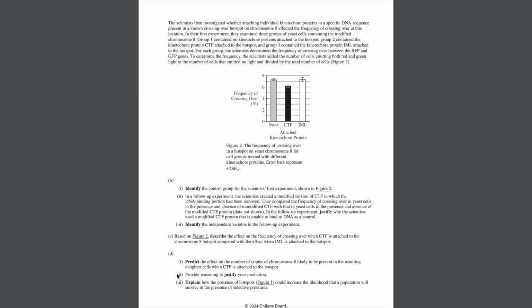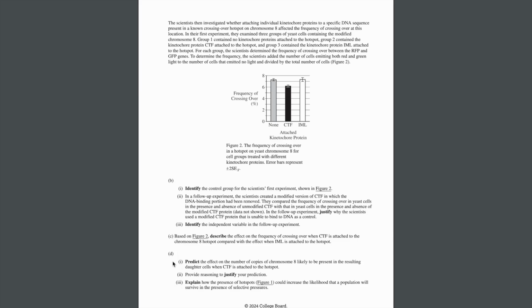Question D2 is asking to provide reasoning to justify our prediction. So to justify our prediction, we say something along the lines of, for a proper crossover event to occur, homologous chromosomes during meiosis 1 are required for the chromosomes to align correctly at the metaphase. So if CTF prevents crossing over at hotspots, it may lead to non-disjunction, which is the failure of chromosome pairs to separate properly during anaphase, leaving some daughter cells with extra chromosomes and others with missing chromosomes.